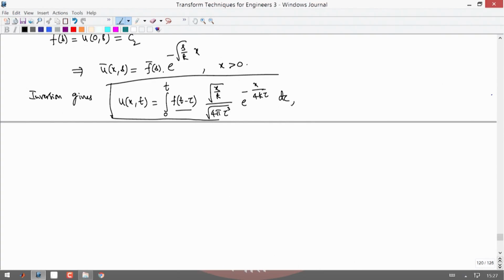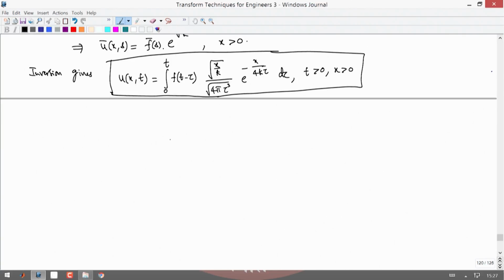As this is for t positive and x positive, this is your solution for the boundary value problem. Okay. So, because you give the f, you can simplify this integral again by rewriting this as e power minus a square.